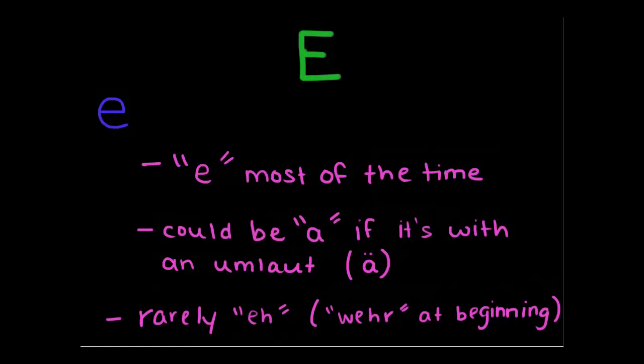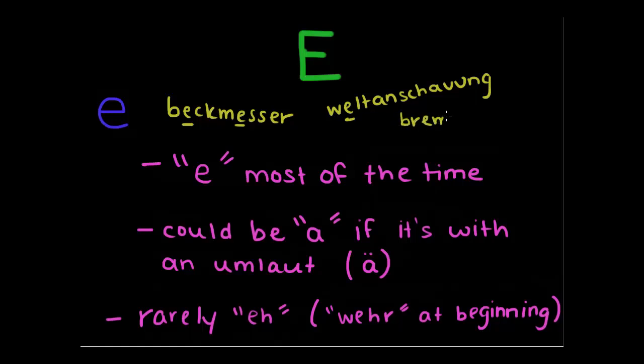E most of the time, just like Beckmesser. Here you've got it twice, Beckmesser. Also Weltanschauung. I'm going to expose you to some big German words now. Weltanschauung. Okay, that's a big word. Also Bremsstrahlung, here it's at the beginning. And Mittelschmerz. Okay, I'm going to try to write it up here.